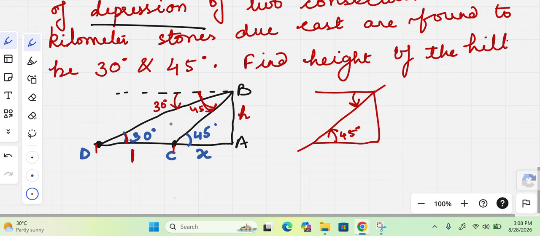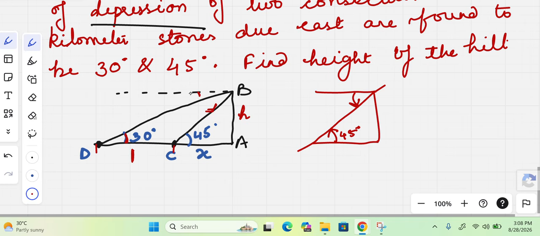Ma'am, why does it say due east in the question? Towards the east side. Ma'am, will anything change if I draw it on another side? No, that's okay. For you, it's your east. That's not a problem. Okay, ma'am. You can either make 30 first and then 45. That is up to you.